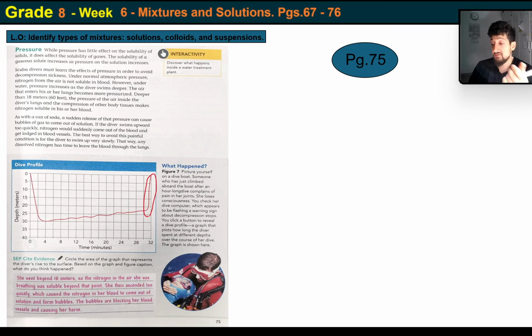And how does pressure affect that? Well, let's look at pressure. While pressure has little effect on the solubility of solids, it doesn't really affect solids so much, it does affect gases, right? So as you increase the pressure, the gases dissolve easier in the liquid. And some of you might be a bit surprised by that. Well, hang on. Do gases dissolve in liquids?